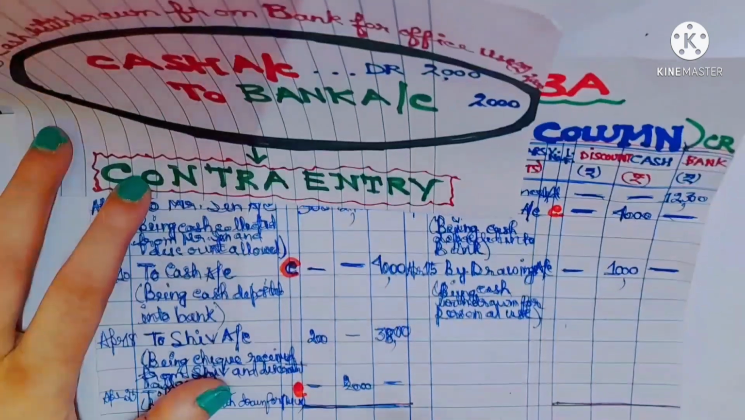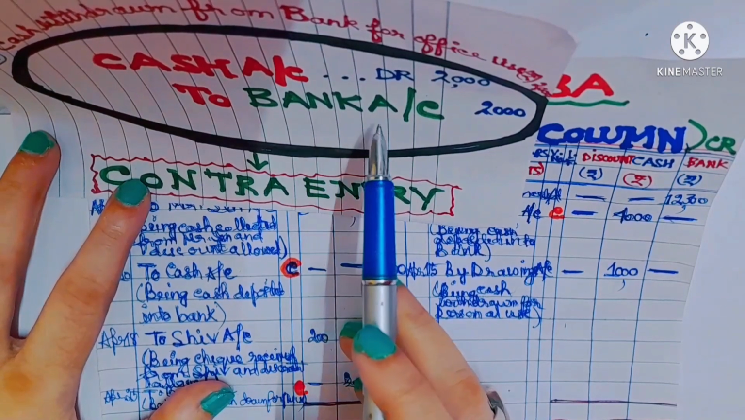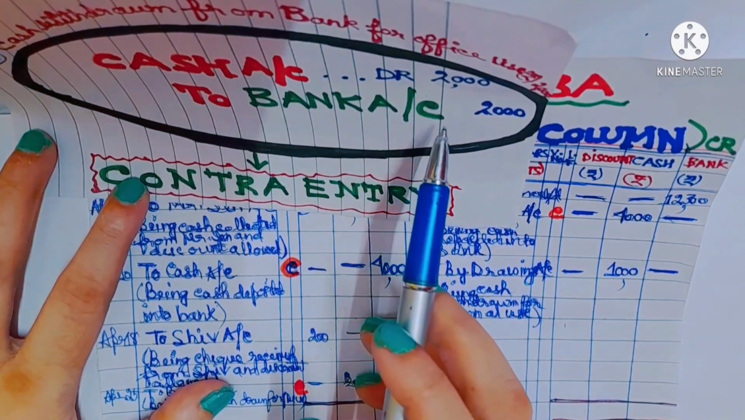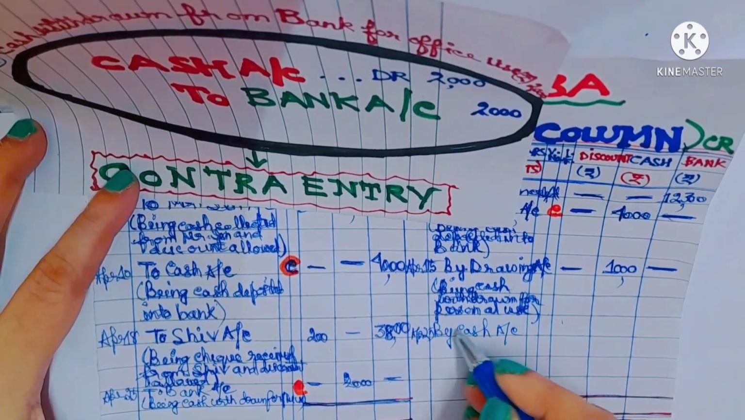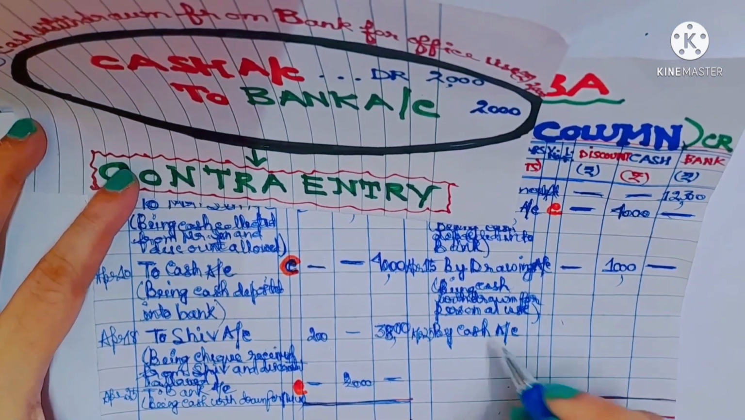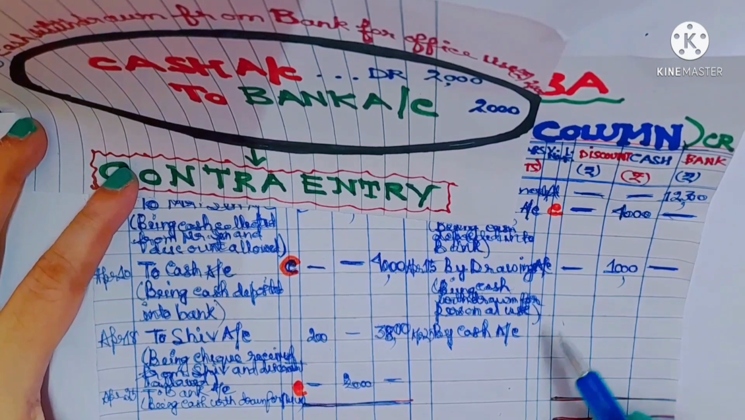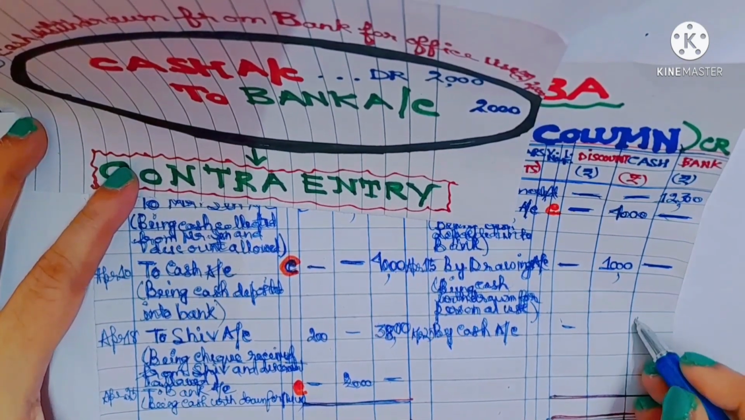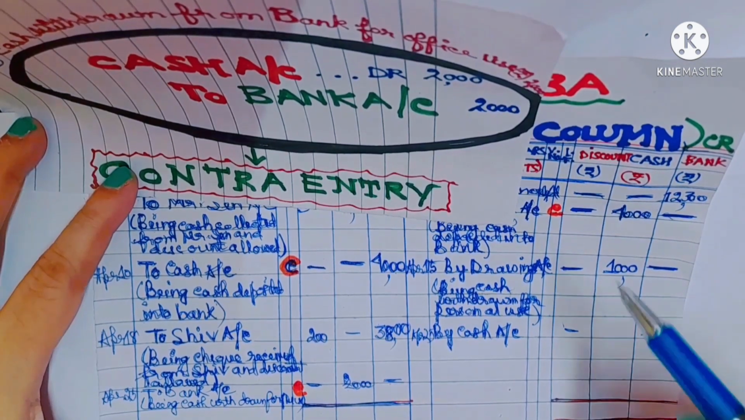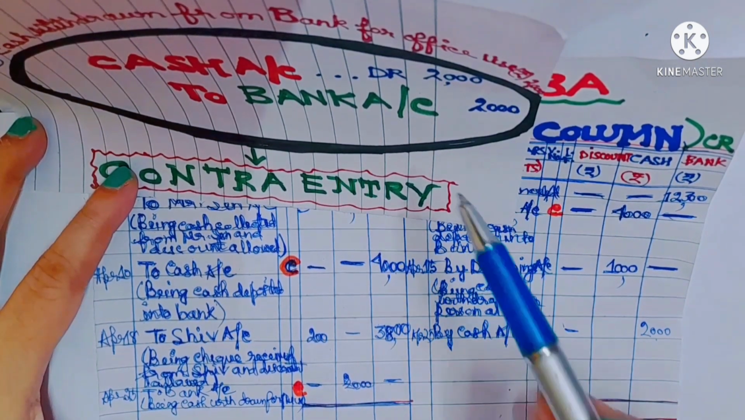Similarly, we now have to look at the position of bank account. Since bank account is on the credit side, we'll have to write, so on 25th April, by cash account. Since we are writing by cash account, we cannot write in the cash column. We'll have to write in the bank column 2000. Moreover, we're looking at the position of bank account, so we'll have to write in the bank column.